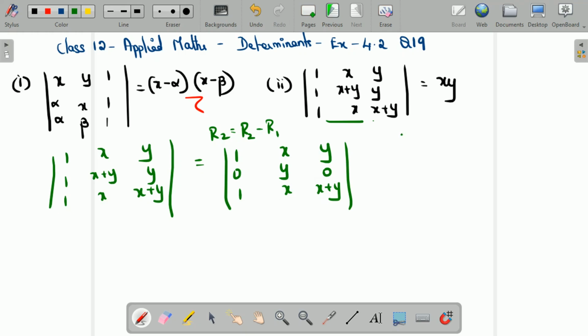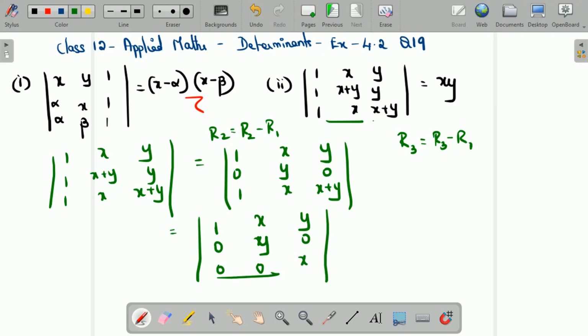The next transformation that we can make is R3 is equal to R3 minus R1. So in this case what happens, I'm going to keep the first row as such, 1, x, y. The second row is already done, so 0, y, 0. The last row, it is 1 minus 1 is 0, x minus x is 0, x plus y minus y is going to be simply x.